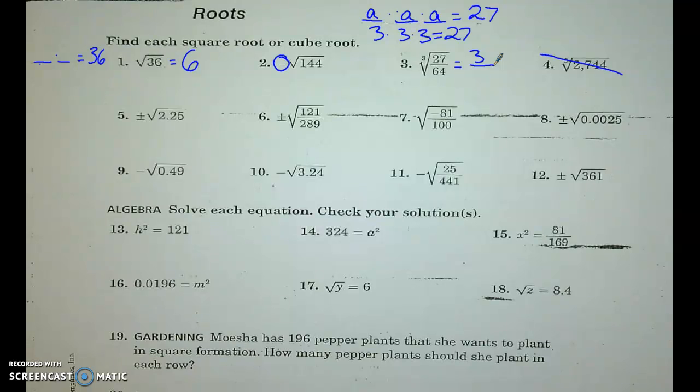For 64, same thing. So something times something times something equals 64. That's 4. 4 times 4 times 4 gives you 64. Skipping number 4, you don't have to do that one.